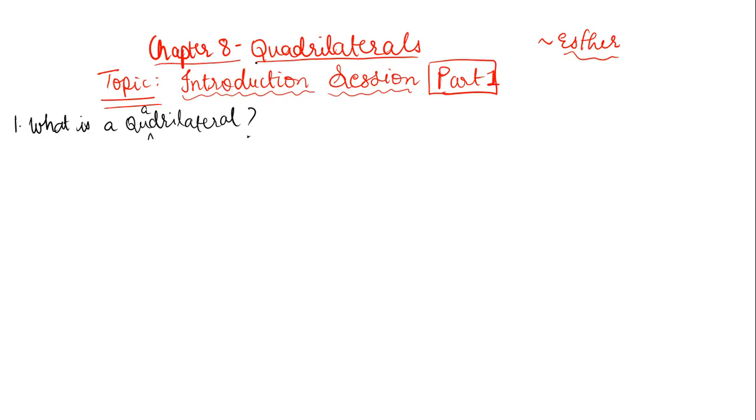Now, this chapter 8, quadrilaterals, tells us definitely a lot of things about types of quadrilaterals. But in the first place, what is a quadrilateral?